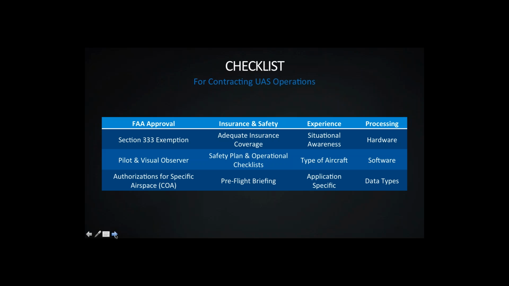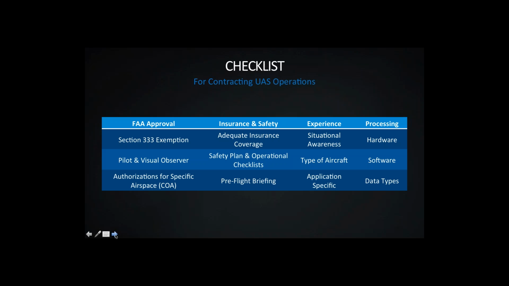Experience obviously is something you want to ask the operator about. What types of aircraft have they flown, and have they done that particular application? It may be okay if they haven't, but you may have to do a little more hand-holding and learning to work with the operator in that case.